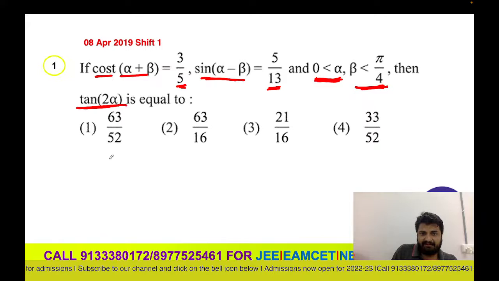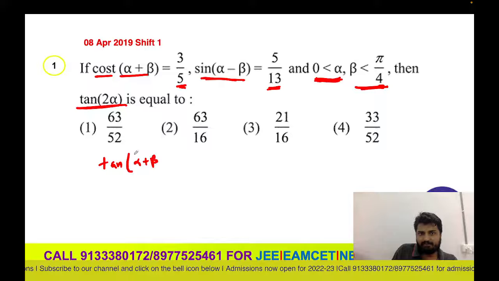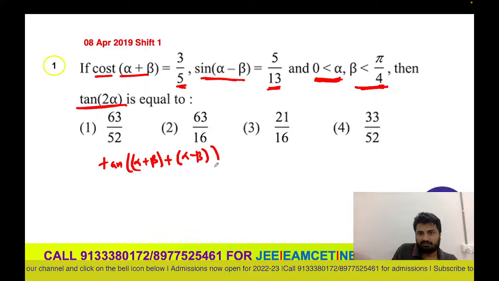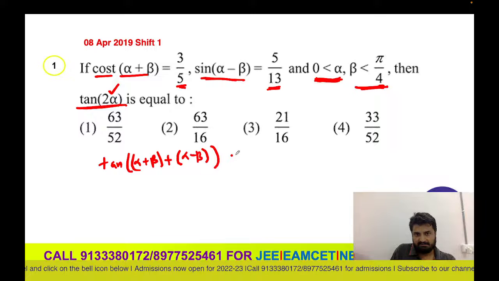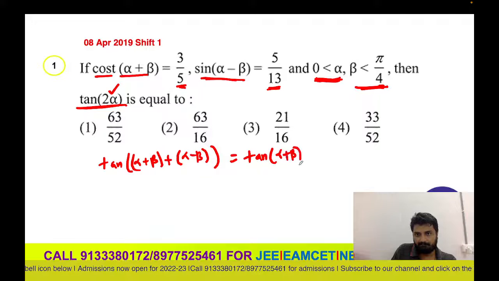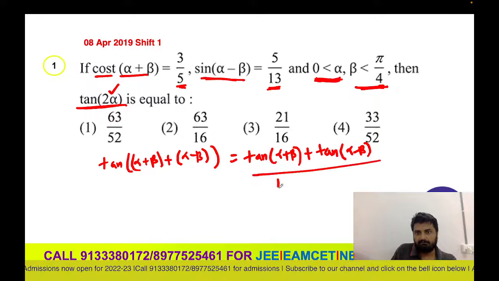Can I write tan 2 alpha as tan of alpha plus beta plus alpha minus beta, guys? If you write it like this, beta and beta cancel, alpha plus alpha will give us 2 alpha. So this is like the tan of a plus b formula. So I can write it as tan a plus tan b by 1 minus tan a tan b.